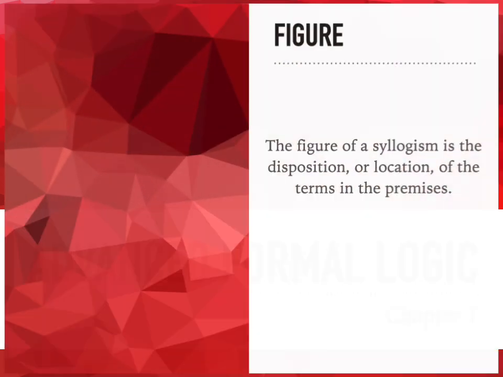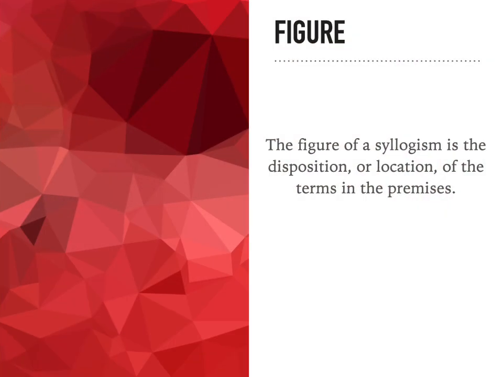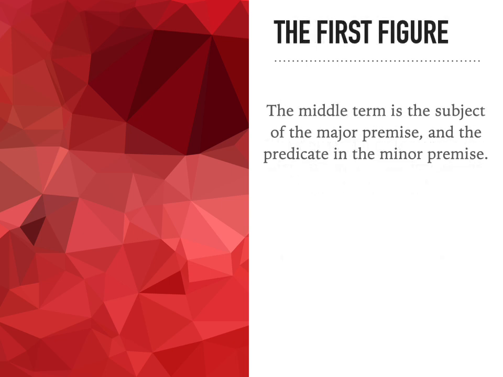Just to review, we're talking especially about figure in the syllogism right now, and the figure is just the disposition or the location of terms in the premises. As you might remember from the first part of this, we're especially concerned with the middle term. Where is the middle term?